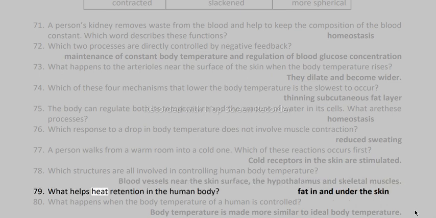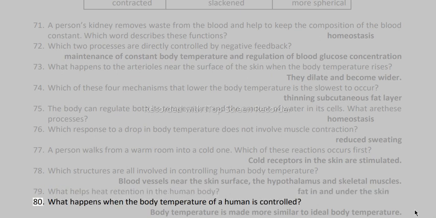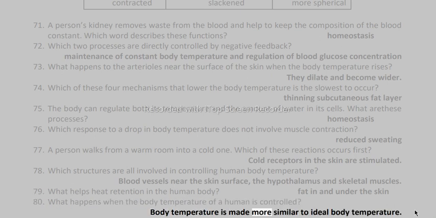79. What helps heat retention in the human body? Fat in and under the skin. 80. What happens when the body temperature of a human is controlled? Body temperature is made more similar to ideal body temperature.